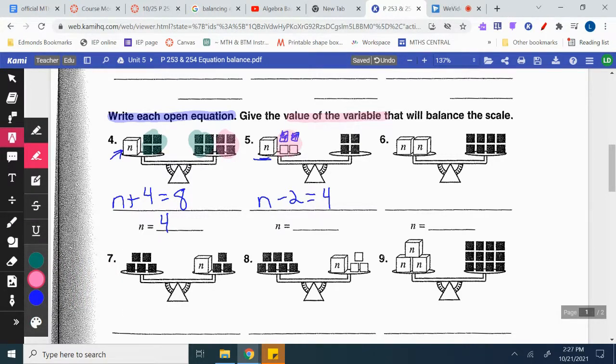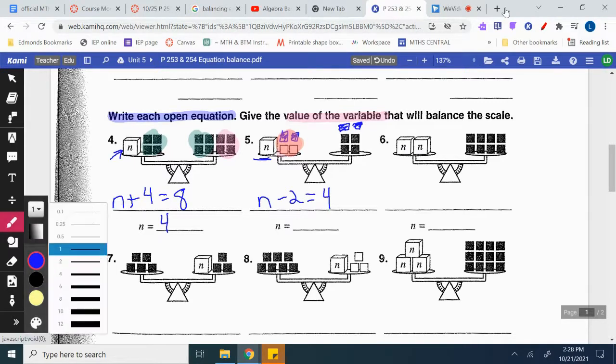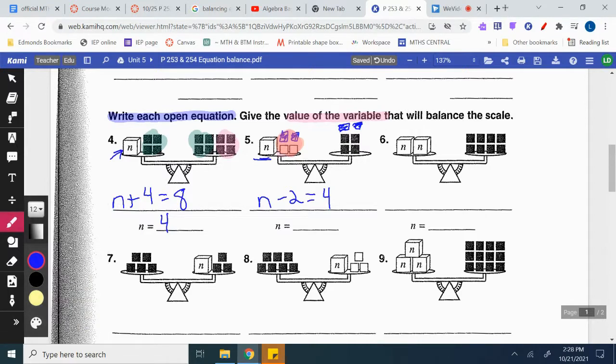So all that, let me change that to a different color so we can see it a little bit better. All that's going to go away. And remember, if we do it to one side of the equation, we have to do it to the other side. So if I added 2 blocks to one side, I'm going to add 2 blocks to the other side.